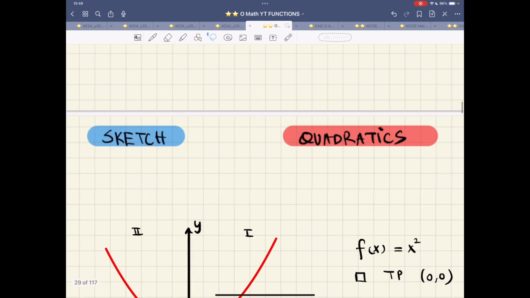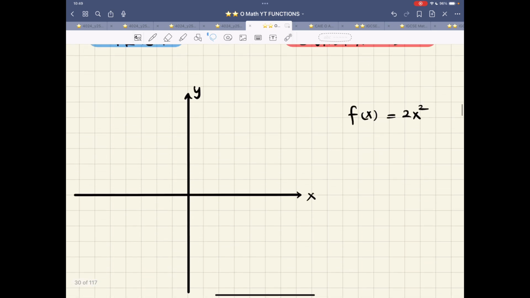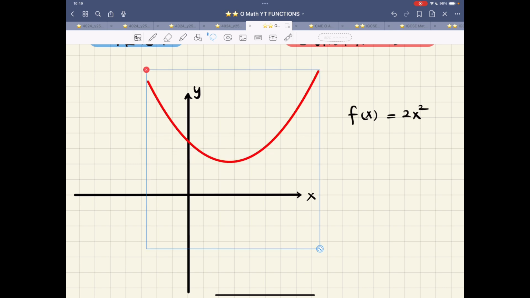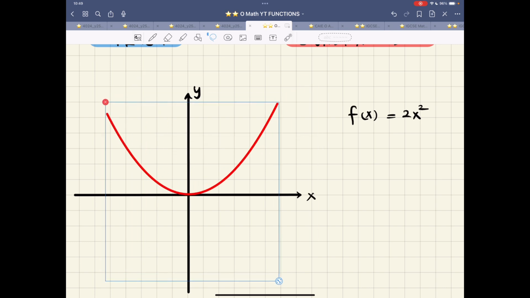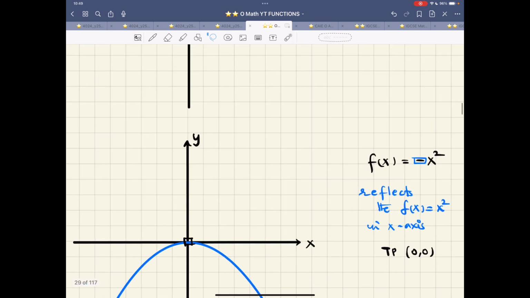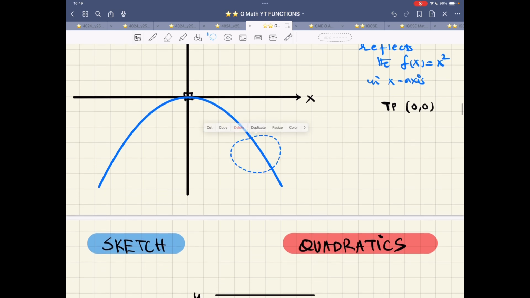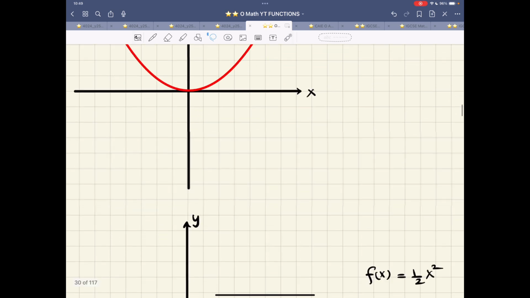So now over here, let me draw this thing again over here. This red one is f(x) is equal to x squared. This blue one is f(x) is equal to negative x squared.